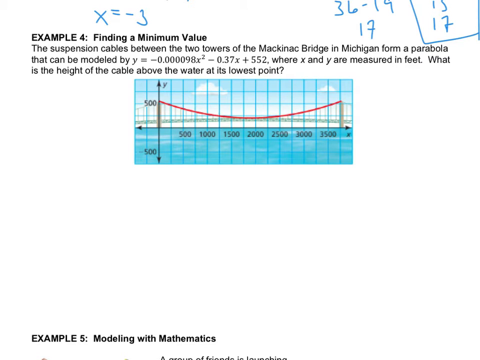We have the suspension cable between the two towers. So that would be this thing right here. That's the suspension cable between the two towers of the bridge. They form a parabola, and it can be modeled by this function. Now, the very first thing I want you to hopefully notice is this function cannot be this picture.